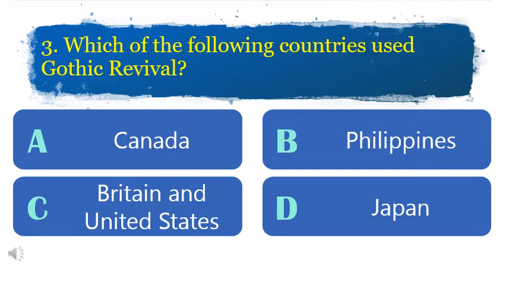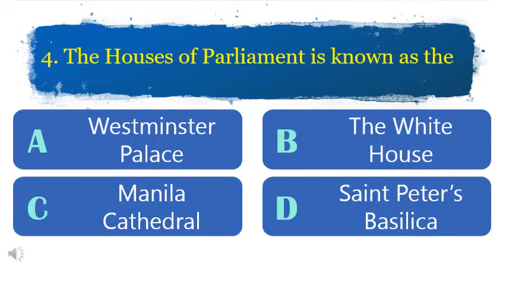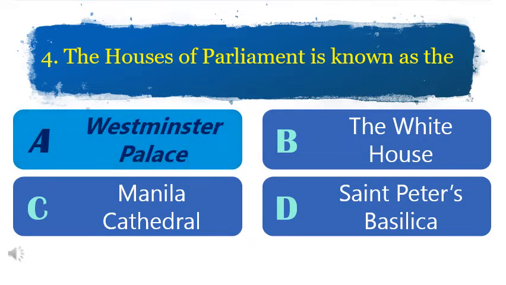3. Which of the following countries used Gothic Revival? A. Canada. B. Philippines. C. Britain and United States. D. Japan. Correct answer for this item is letter C. Alright, number 4. The Houses of Parliament is known as the A. Westminster Palace. B. The White House. C. Manila Cathedral. D. St. Peter's Basilica. If your answer is A. Westminster Palace, very good.